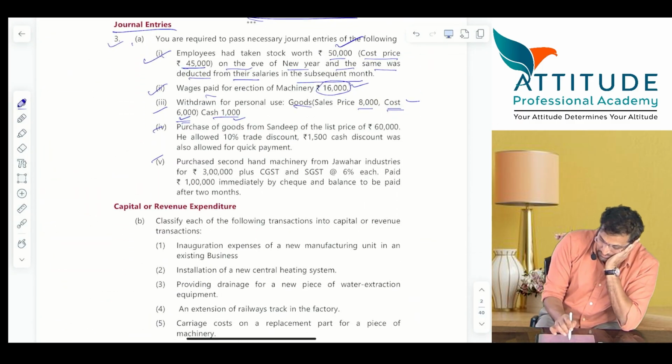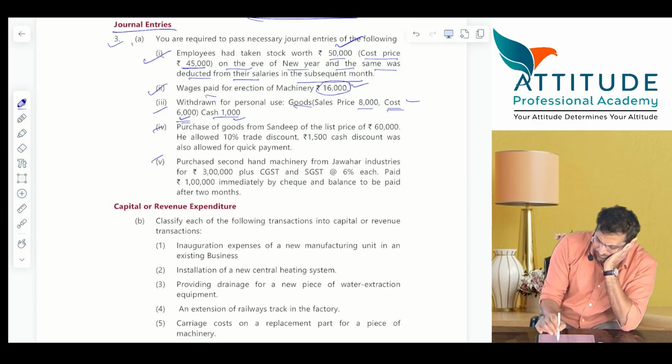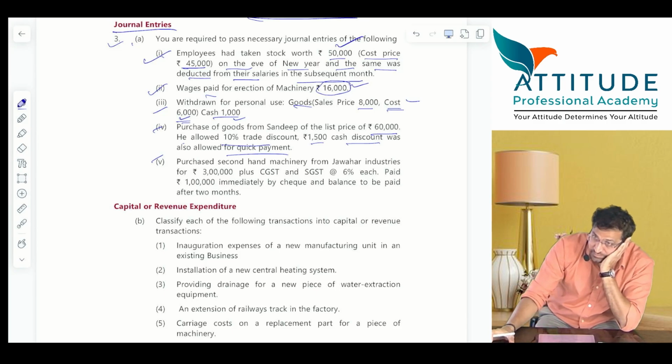Fourth, tell me. Purchase of goods from Sandeep. List price how much? 60,000. He allowed a 10% trade discount. 1,500 cash discount was allowed for quick payment. म्हणजे payment पण झालेलं आहे. You are purchasing for cash only. Obviously bank. Payment here 60,000.